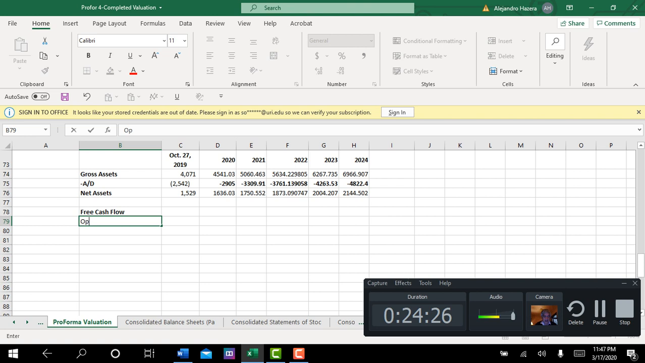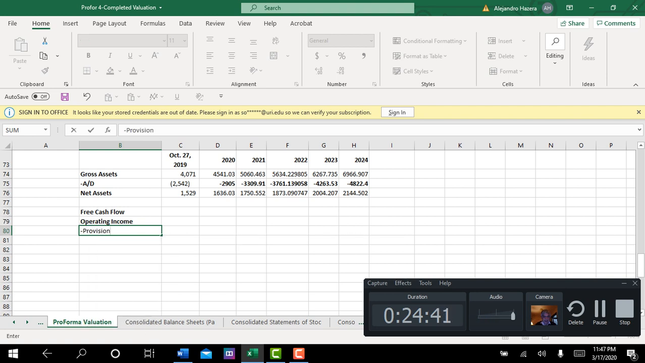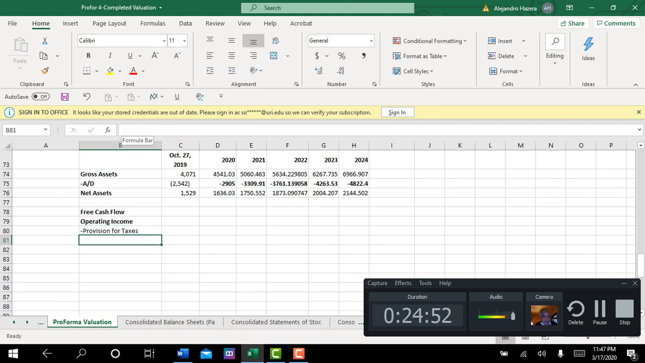So I want to start here with operating income. And we're just going to pull that from our income statement up on top. Operating income. We're going to take out our provision for taxes.